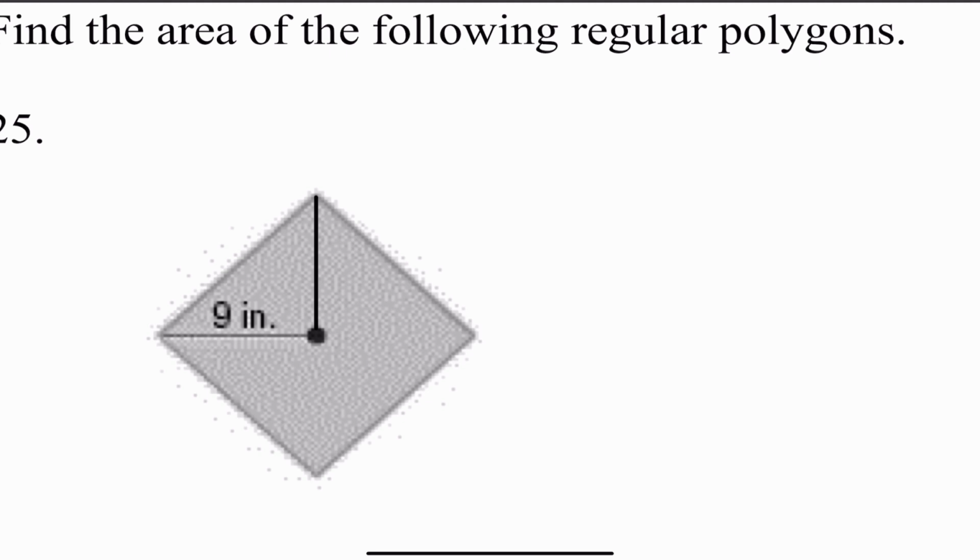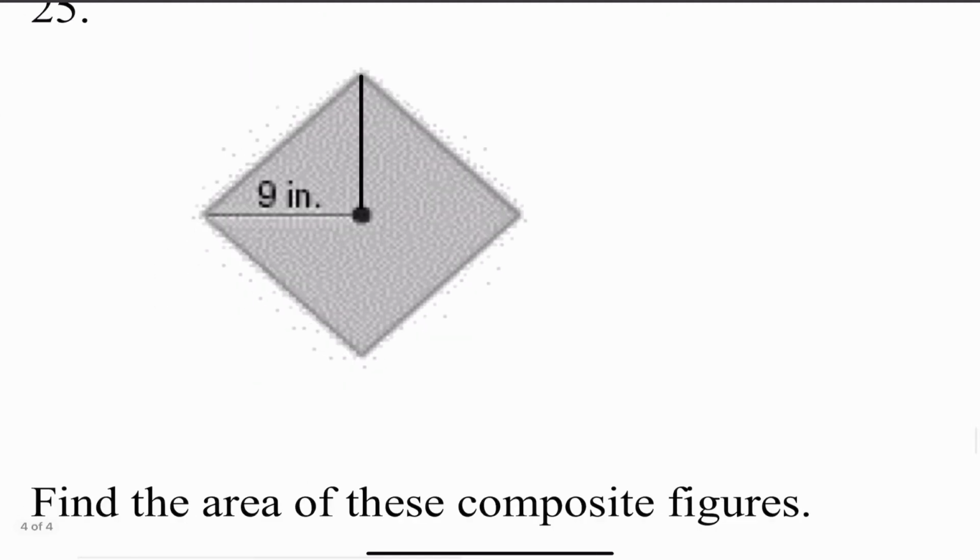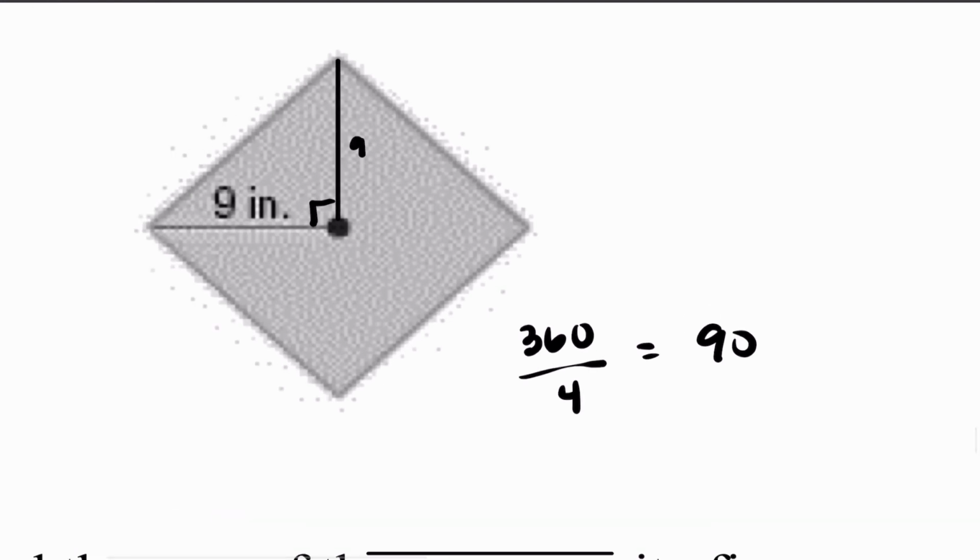So that means that if I do 360 divided by the number of sides, that's 4. 360 divided by 4 is 90 degrees, okay? So this is 90 degrees, and because this is from the center to the vertex, that's 9 inches, and we can say the same thing for this segment as well, because it's from the center to the vertex of this square. So this is 9 inches.